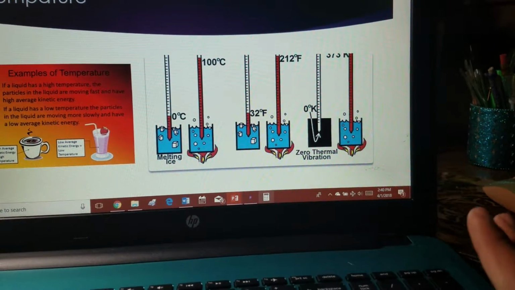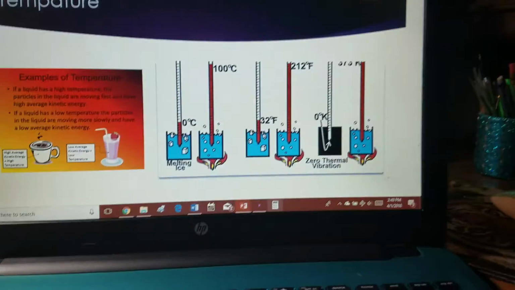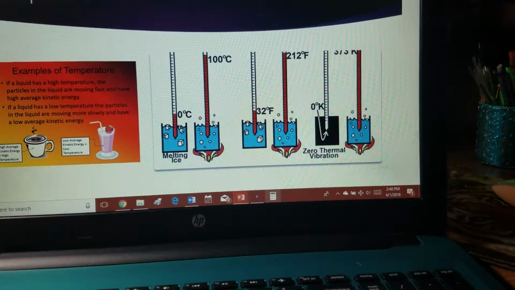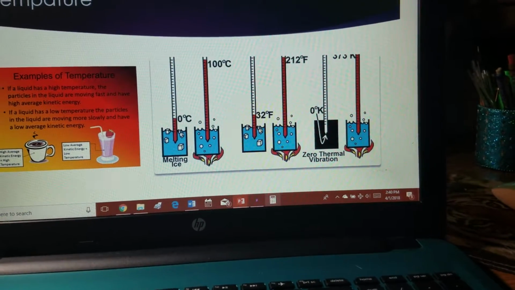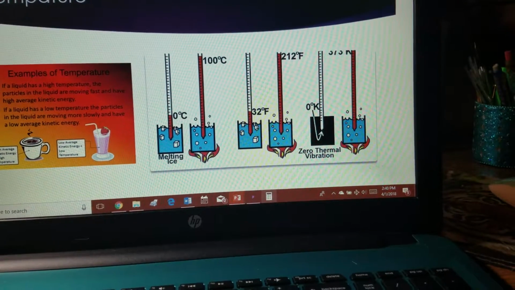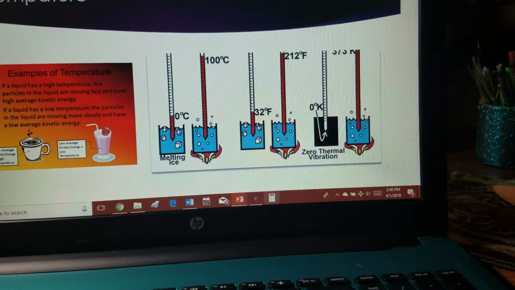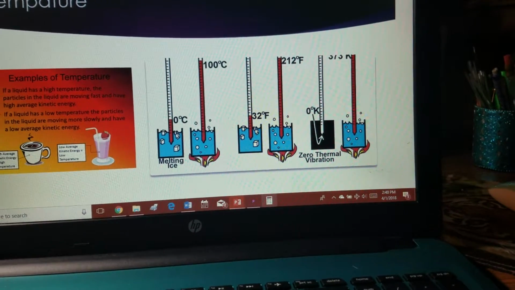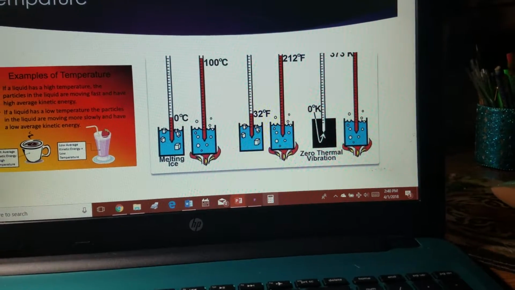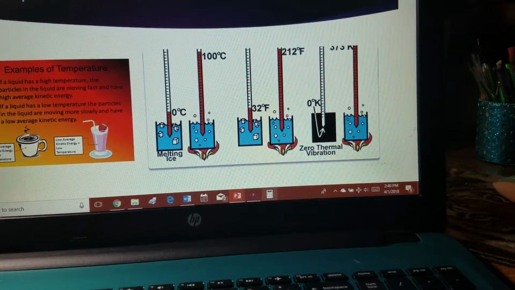An example of temperature would be this milkshake. The liquid in the milkshake is moving more slowly and has a lower average kinetic energy than a hot cup of coffee, which has a higher average kinetic energy because the atoms are moving faster.